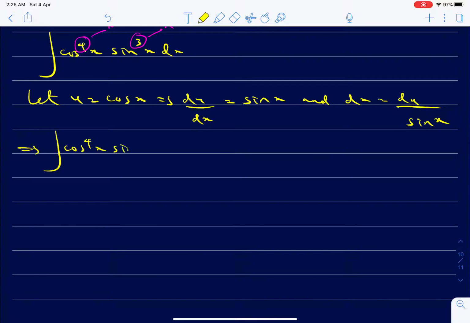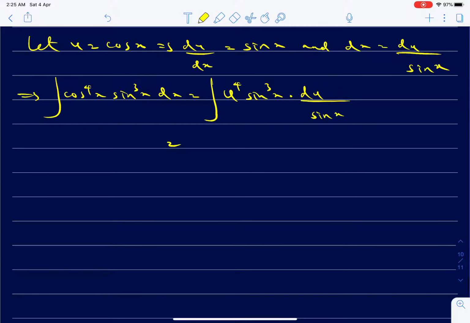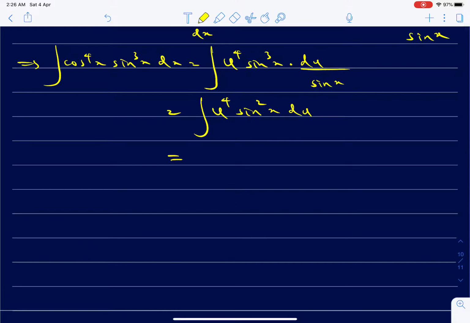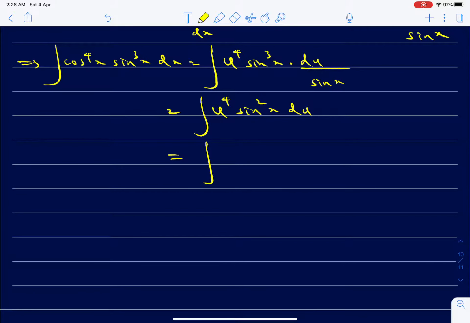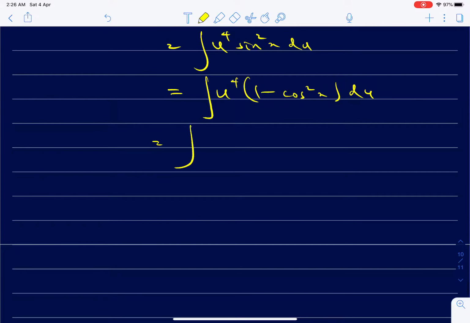Now we substitute. That implies that the integral of cos to the power 4 of x sine cubed x with respect to x is the same as the integral of u to the power 4 sine cubed x multiplied by dx, which is du over sine x. That gives u to the power 4 sine squared x du. I know that sine squared x is 1 minus cos squared x, so that's what I'm writing, 1 minus cos squared x du. And this is the same as u to the power 4 times 1 minus u squared.